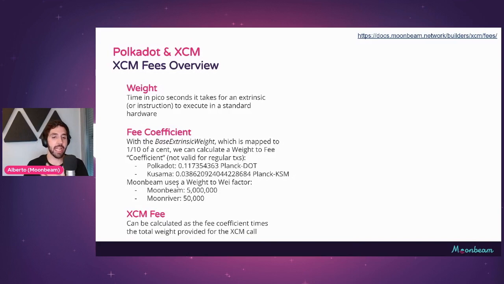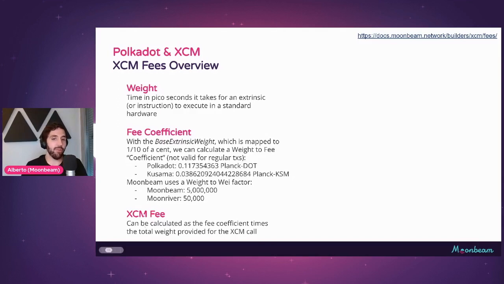And in the case of Moonbeam, we use a weight to weigh factor, where wei is the same as on Ethereum. It's basically the smallest unit that Moonbeam has, or Moonriver, or our testnet Moonbase Alpha. And you can see the factor here, right? So if a call takes 1 billion weight, you just multiply this by this factor, divided by 10 to the 18, and then you have the cost in Glimmer.